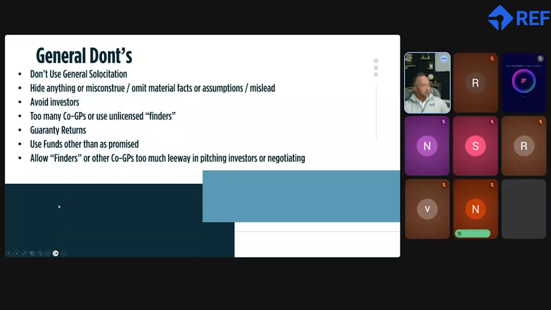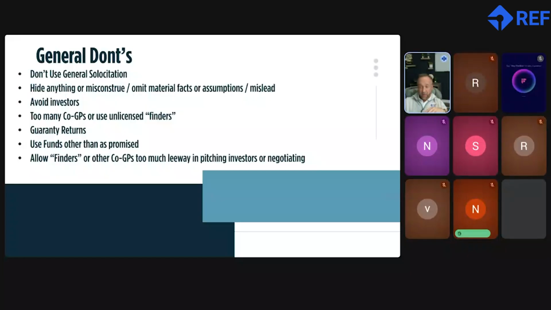I already talked about one of the other issues with finders or a bunch of co-GPs: there's a lot more risk when you add other individuals. You've got somebody who is a co-GP, they've got access to a group of investors to invest in your deal, but you don't know them that well. You don't know what they're telling their investors. They might be telling them something that is not in your PPM or any of your disclosures. And so now you've got a potential investor who is being told something that might not be true.